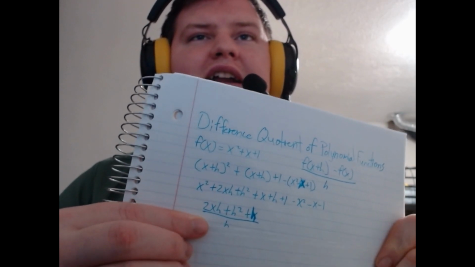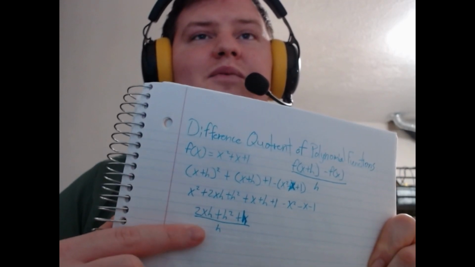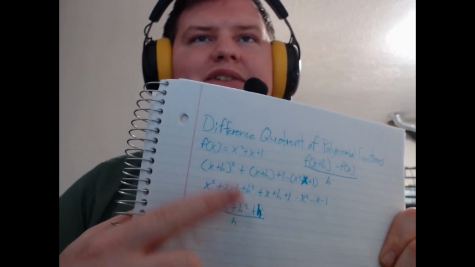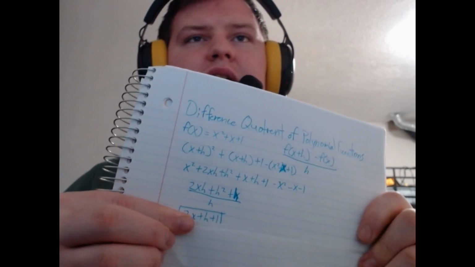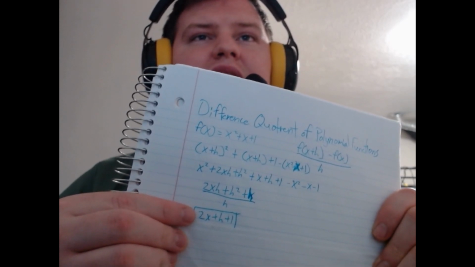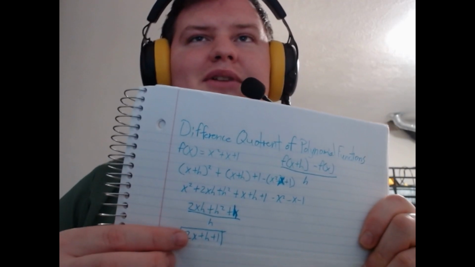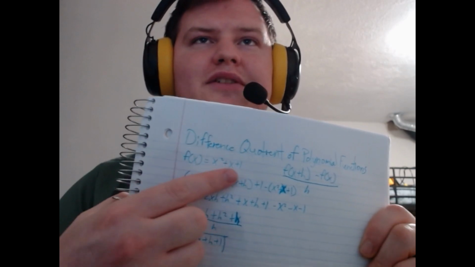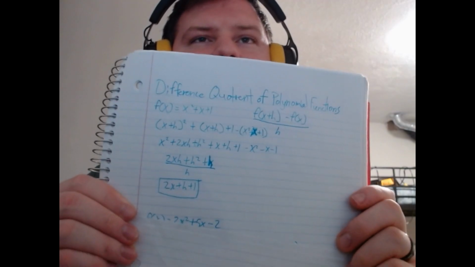And remember, we're dividing everything by h according to this, right? So then we see that we have some h's here. We can go ahead and factor those out and cancel them, right? And when we do that, our answer is the most simplified version: 2x plus h plus 1. And so that's just a real simple example of how you can find the difference quotient using a polynomial function. So let's go ahead and see another example.